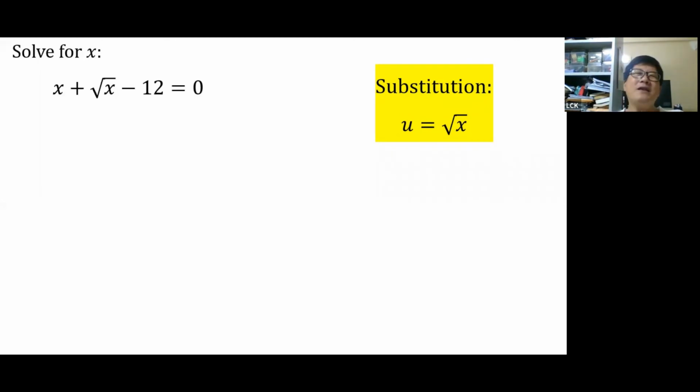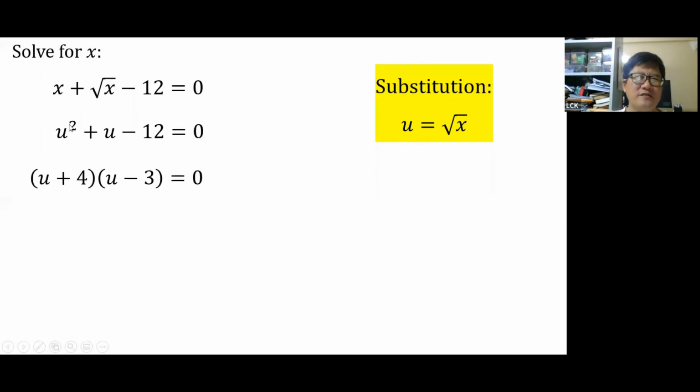So let's transform it into a quadratic equation by using this substitution here. The substitution I'm going to use is u equals square root of x. So here is really square root of x times square root of x, so you end up with u squared, plus u, minus 12. And you see that this is a quadratic equation that you can factorize. So this is u plus 4 and u minus 3, which means your solution is u equals minus 4 and u equals 3.